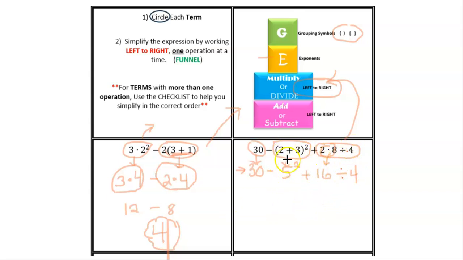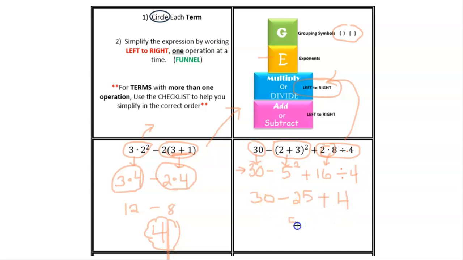Okay, so I've got one operation cleared up here, one operation here, and I have the second operation to handle now. I know what order to do those because I'm looking at my checklist. Okay, now I have 30. I've got to clean this term up. It's not 10. So if you're thinking 10, you're not on the right track. It's 5 times 5. That's 25. And then 16 divided by 4 is 4.